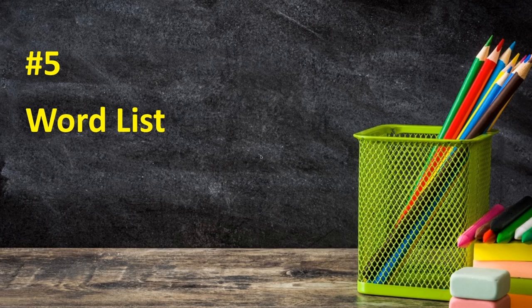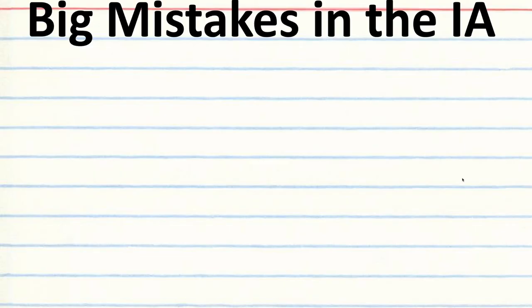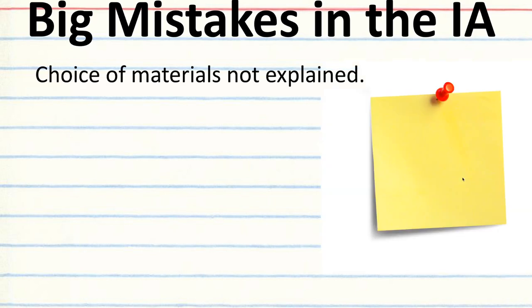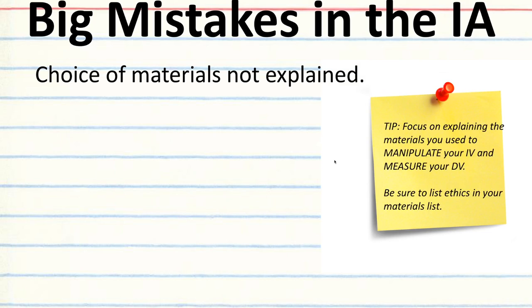Okay, now finally, this is a minor one, but it is really important. It can be really helpful: the word list. So one of the biggest mistakes in the IA, especially in the exploration, is the choice of materials not being explained. Now this slide's taken from another video I made that outlined the top 5 mistakes in the exploration for the IA. When you're explaining your materials, pens, pencils, desks, that generic stuff, don't explain that. Don't waste your words on that.